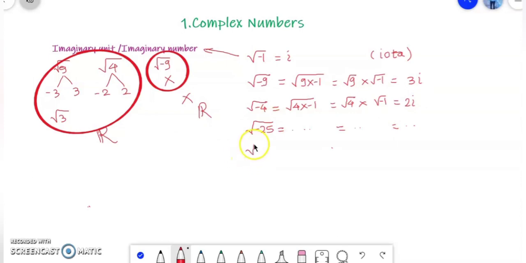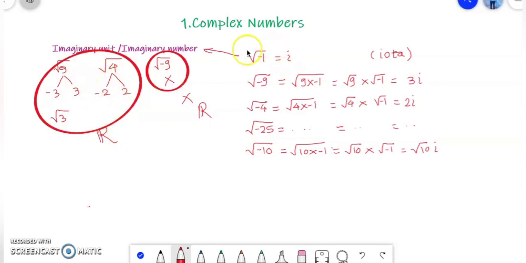Similarly, root of minus 10. This is root of 10 into minus 1. Just split it like this. Then write root of 10 separately and root of minus 1 separately. Out of that, root of minus 1 is known to you. Root of 10 will not change. Into root of minus 1 is i. So root 10 i. Every time you may not have a perfect square like 9, 4, 25, 36. You may have 10 also. So this way, this imaginary unit is used.